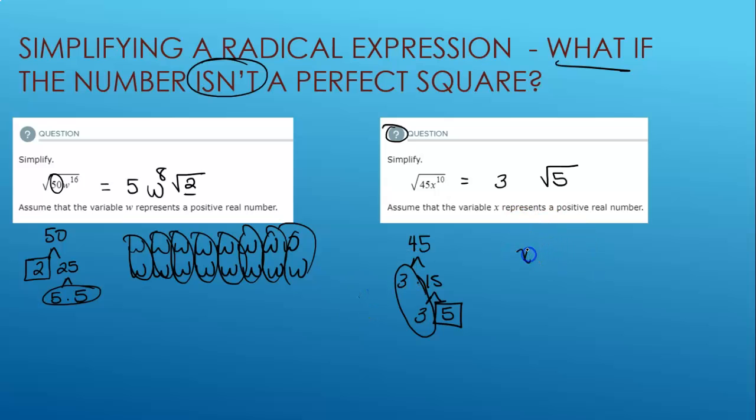Now for the x's, 1, 2, 3, 4, 5, 6, 7, 8, 9, 10. And this will be the last time I write this all out. From now on, I'm going to use the shortcut when I can. 1, 2, 3, 4, 5 pairs of x's. They are all perfect squares, so they go on the outside. There's no single x's left over, so those don't need to go on the inside, and we're done.